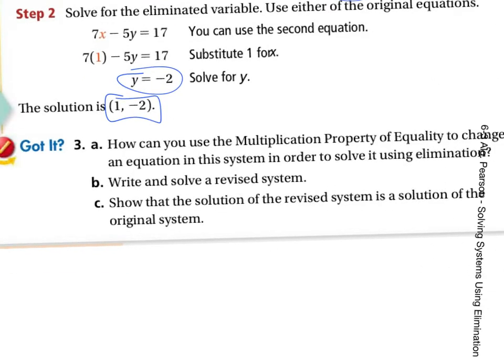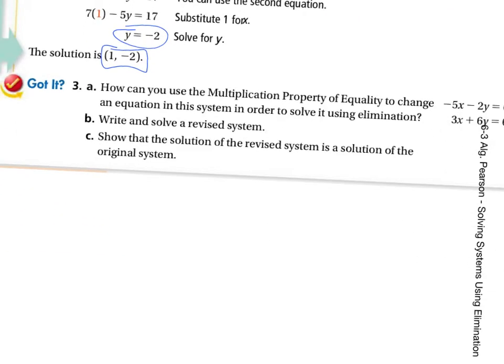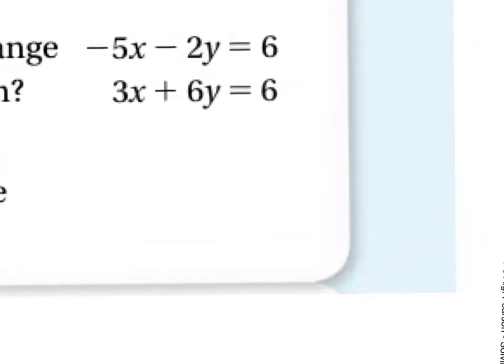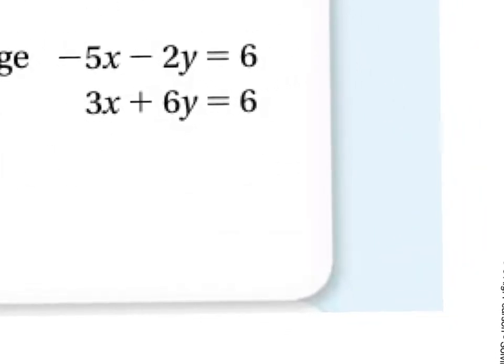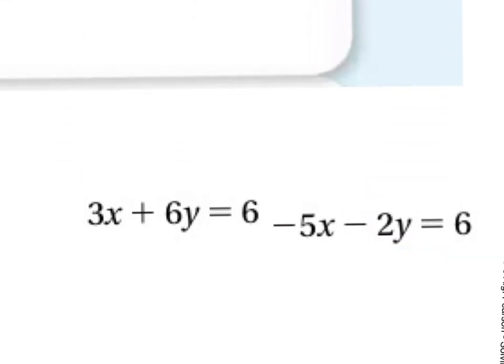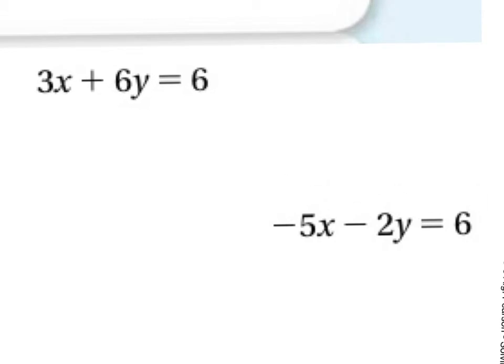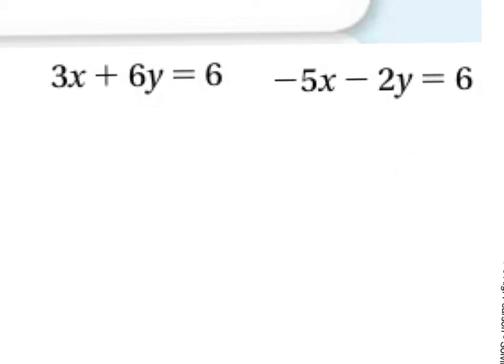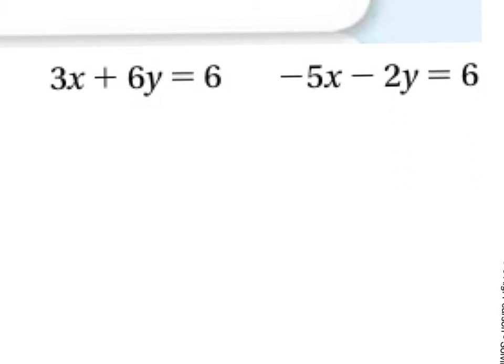So if we look at the guide at 3, again, it says, how can you use the multiplication property of equality to change the equation? Basically, on your test, you're going to get these equations, and it's going to say solve this system of equations. So what I would suggest doing first of all is writing the equations down next to each other, and then we can try and think about which variable we want to eliminate.